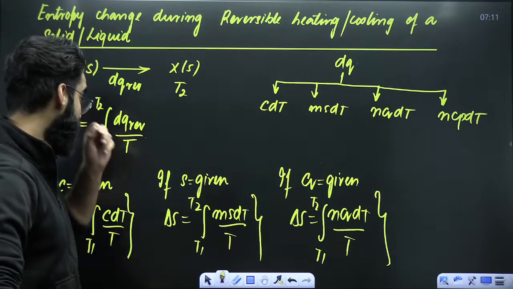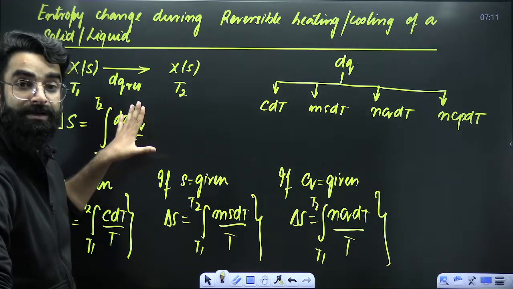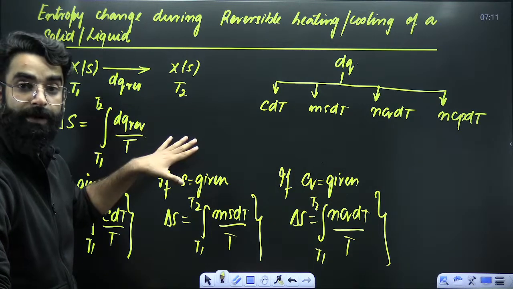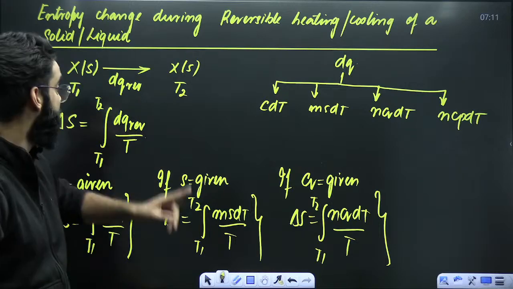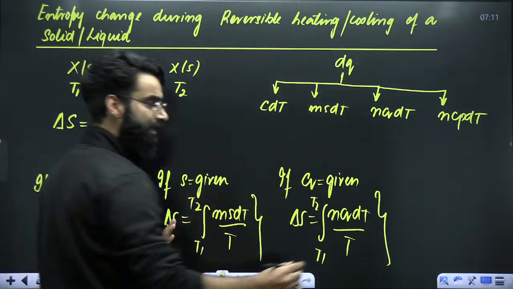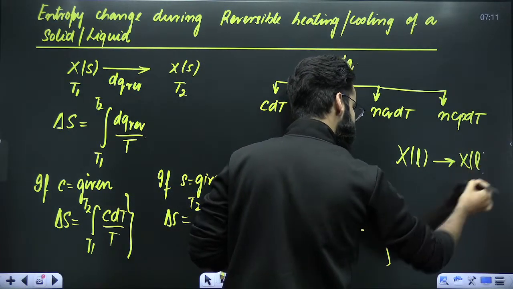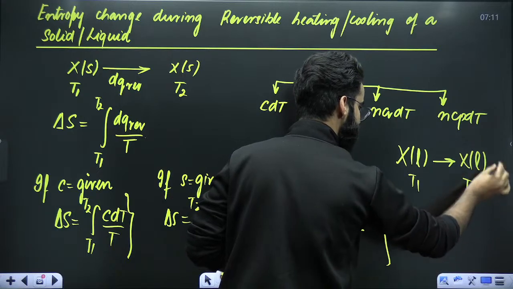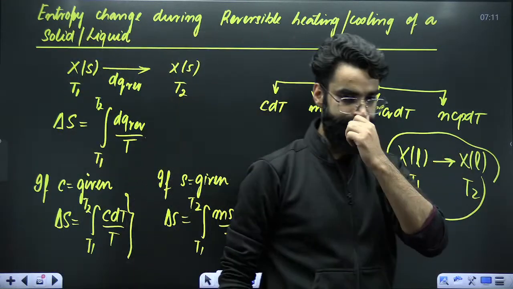Perfect. But do remember, this is basically how we calculate the entropy change of a solid or a liquid whose temperature we are changing from T1 to T2, without changing their state. All these things are valid for liquid as well. For example, you have got X liquid. You are supplying some heat. It is becoming X liquid only. Only its temperature is changing from T1 to T2. You can use all this procedure for this substance as well.